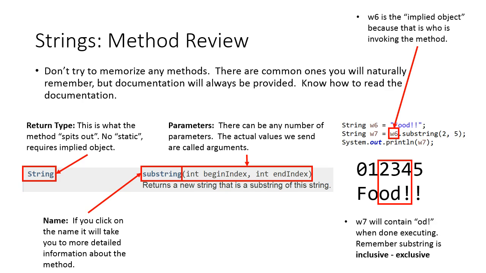And like I said, W6 is the implied object. Again, we're not really interested at this point in really exploring what an implied object is, except for the fact that in this context it means what the method uses in its analysis. So if I just said to you, take the substring 2, 5, you would probably say to me, substring of what? Well, what we're applying substring to is W6. It is the implied object.